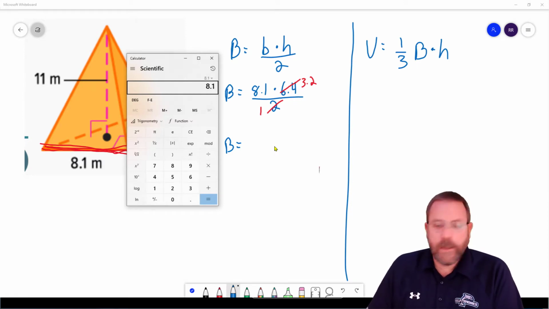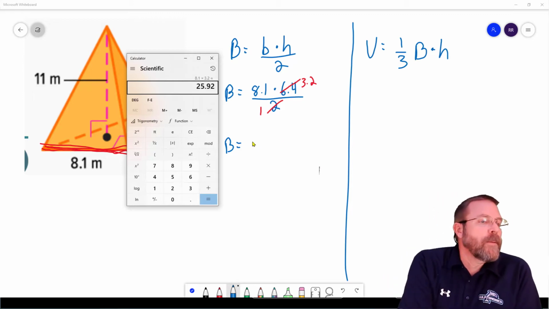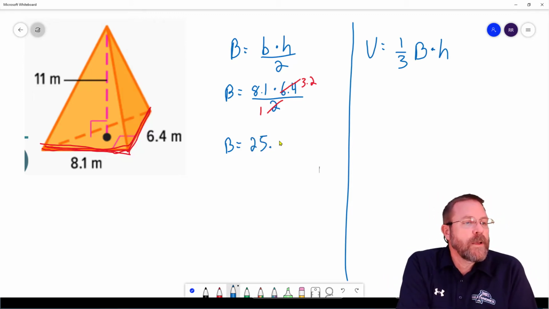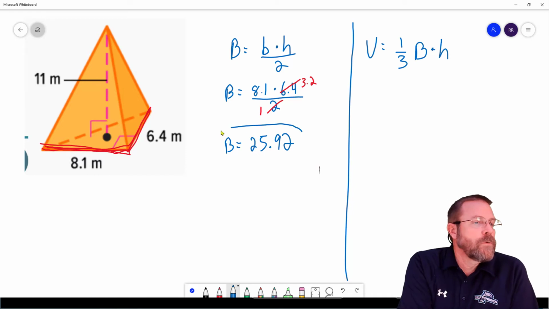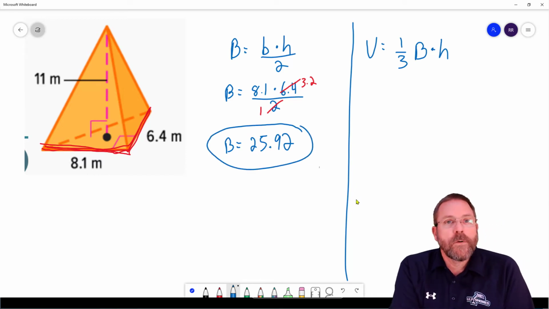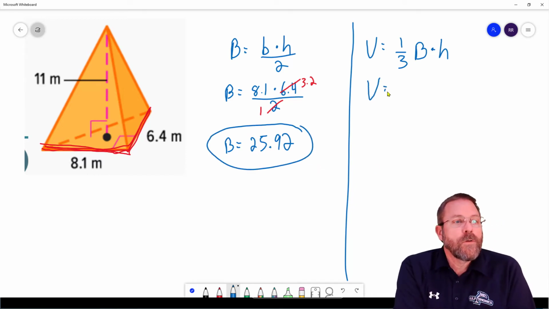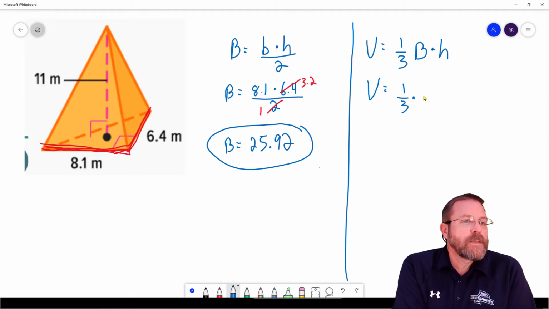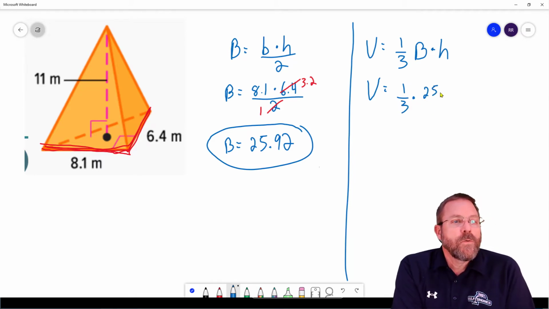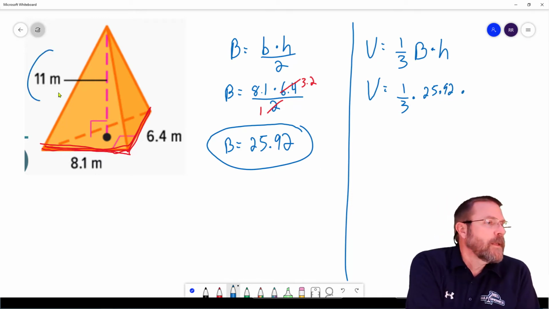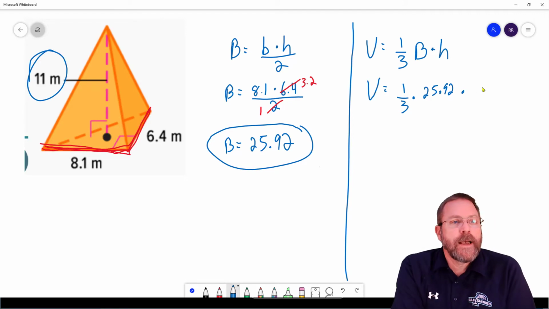I'm going to say 8.1 times 3.2, and now we know the area of that base is going to be 25.92, and that's going to be meters squared. Now we're going to jump over here to the volume. 1/3 times the base area, which is 25.92, times the height. That's going to be that distance. The height of the pyramid is going to be 11.